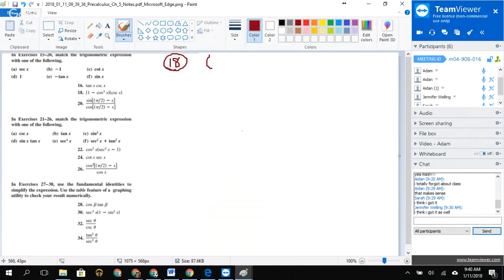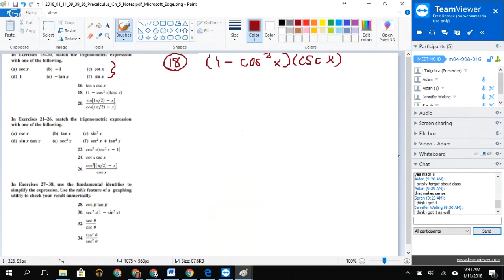Okay, so number 18, we have 1 minus the cosine squared of x times the cosecant of x. And basically what they're asking you to do is match your trigonometric function to one of these. You can see these are all a lot more simple than what I have written up there. So we're just simplifying this trigonometric function. When I look at this, I notice a couple things. 1 minus the cosine squared of x reminds me of the Pythagorean identity, where sine squared of x plus cosine squared of x equals 1.